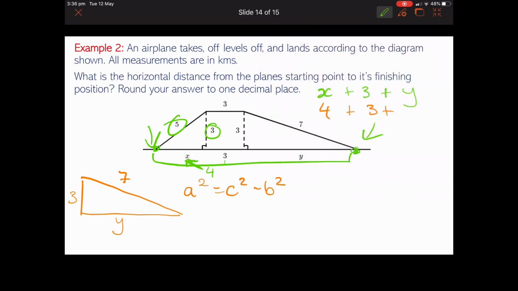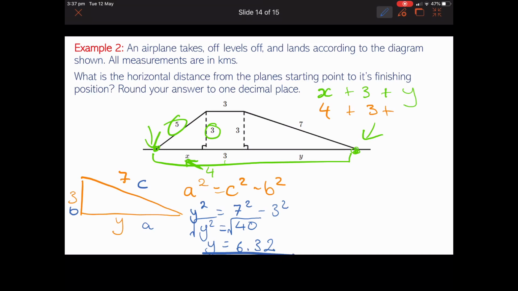Going to label my triangle C, B, A. So y squared is equal to 7 squared minus 3 squared, which is equal to 40. And then we're going to square root both sides. Y equals 6.32.